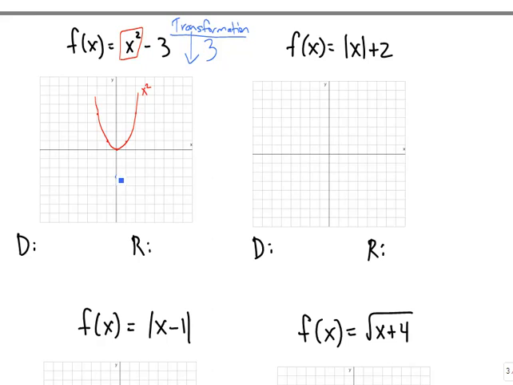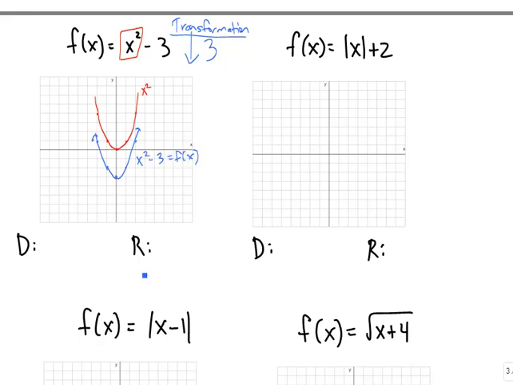So here's my new vertex. From here I can go over 1, up 1 on both sides, and then over 1, up 3 on both sides. And there's my new graph. And the 5 points that I have in blue are the same as the 5 points I had in red, shifted down 3 units. So the graph in blue is the new f of x.